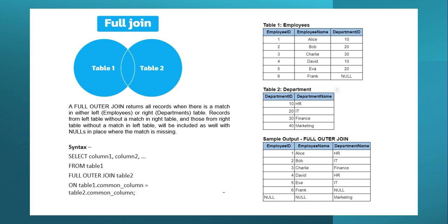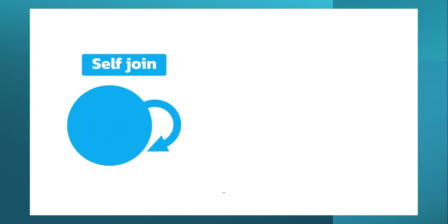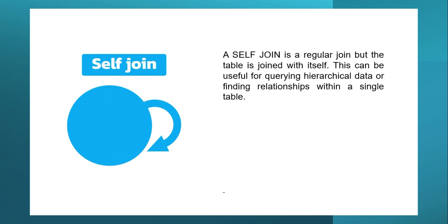Let's now talk about the next join type, which is our self join. A self join is a regular join, but the table is joined with itself. This can be useful for querying hierarchical data or finding relationships within a single table. So self join is useful in a case when we have to consider the same table to find the output. For example, consider scenarios when we have to find the employees that report to certain managers, or those kinds of situations. We use self join.